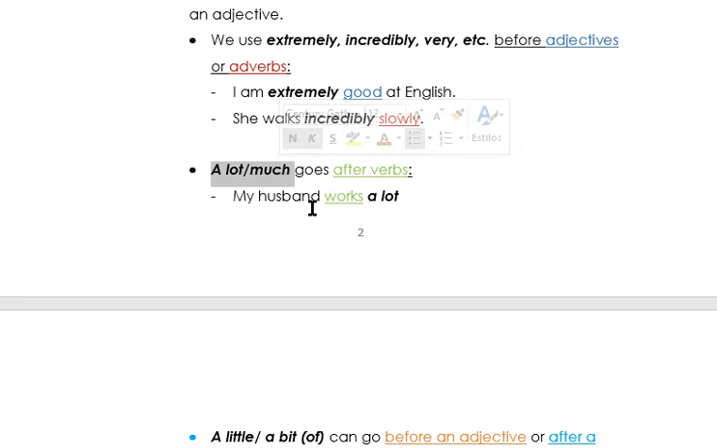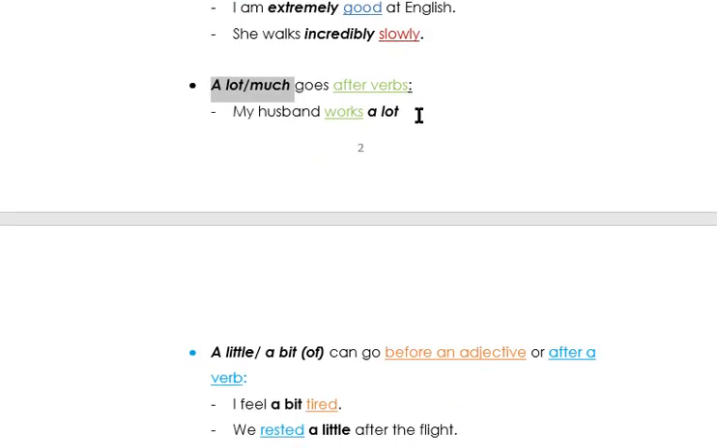A lot or much goes after verbs, ¿sí? Estos dos adverbios van después que los verbos. For example, my husband works a lot. ¿Sí? Tenemos el verbo y luego seguido tenemos a lot.